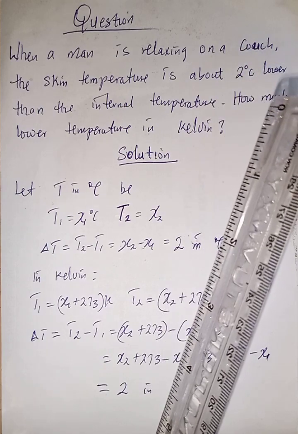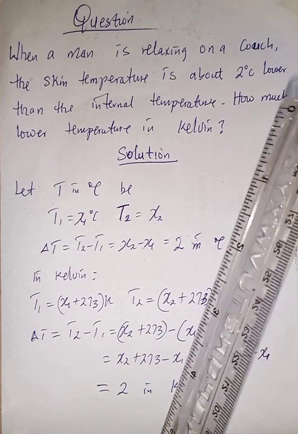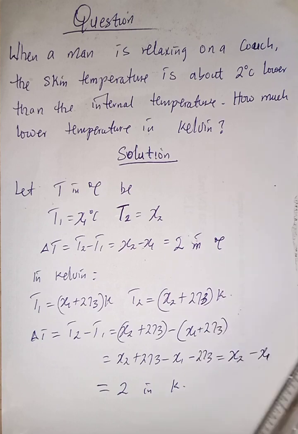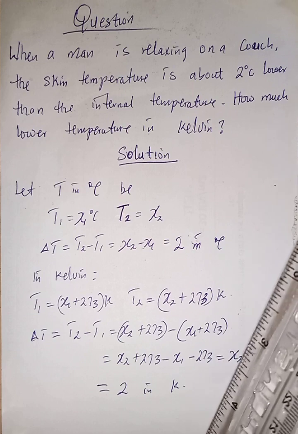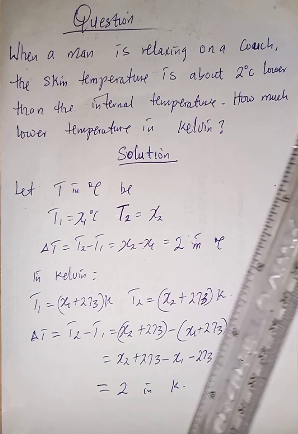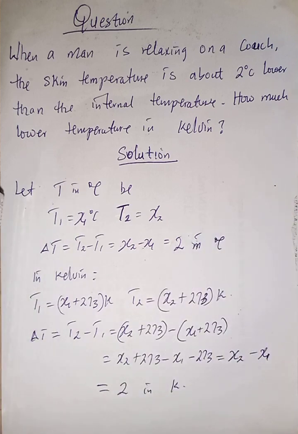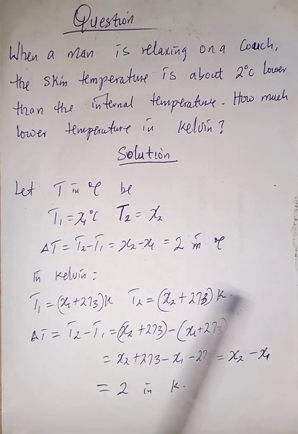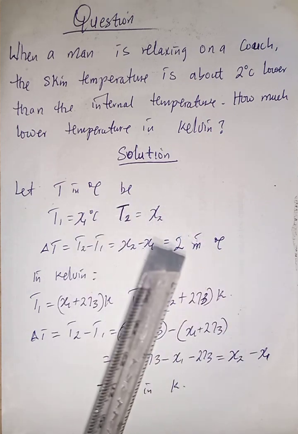I'm trying to say temperature difference, that is the change in temperature between the internal temperature and the skin. If you find the change in temperature to be 2 degrees Celsius, and you find this change in temperature in Kelvin, what will it become? Look at it. The change in temperature in Kelvin and in degrees Celsius will be the same thing. It will be the same.